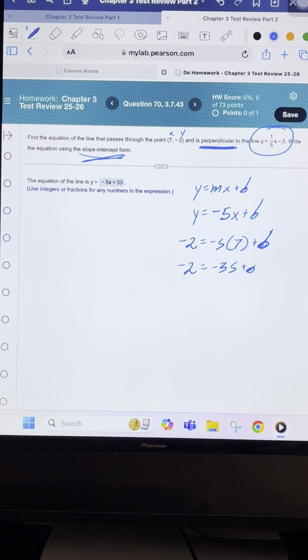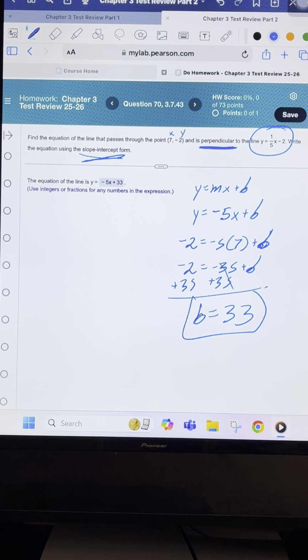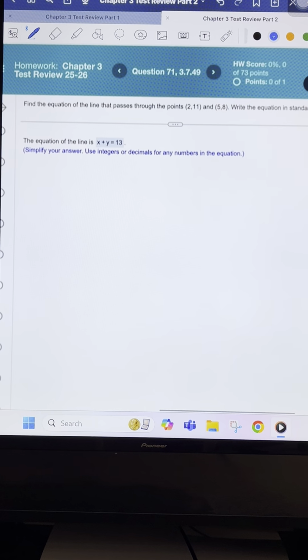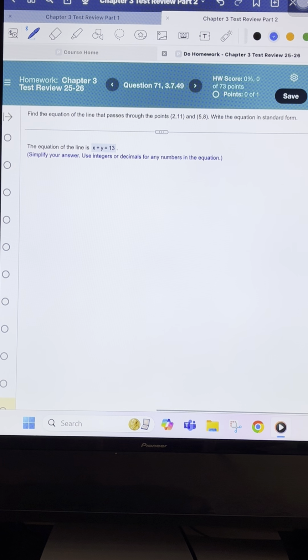And now I just plug in my x and y. -2 equals -5 times 7 plus b. -2 equals -35 plus b. Plus 35, plus 35. b is equal to 33. So now that I know my slope, I know my y-intercept. My answer is y equals -5x plus 33.